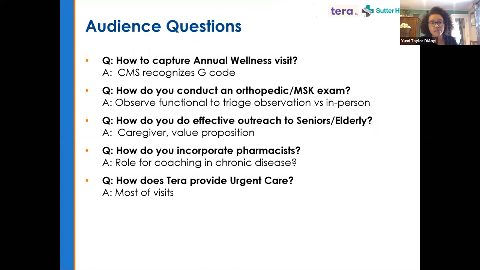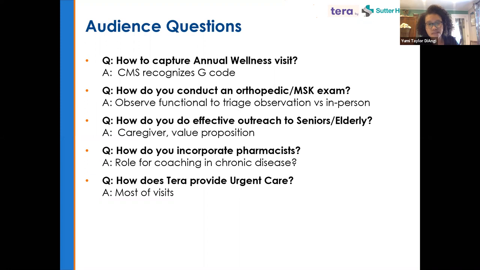How do you conduct an orthopedic musculoskeletal exam? We talked a bit about that. Again, it's done really well over a video visit to observe function and to really help triage. Probably 80% of the time conservative management's appropriate, maybe 20% of the time they need to come in for the in-person.